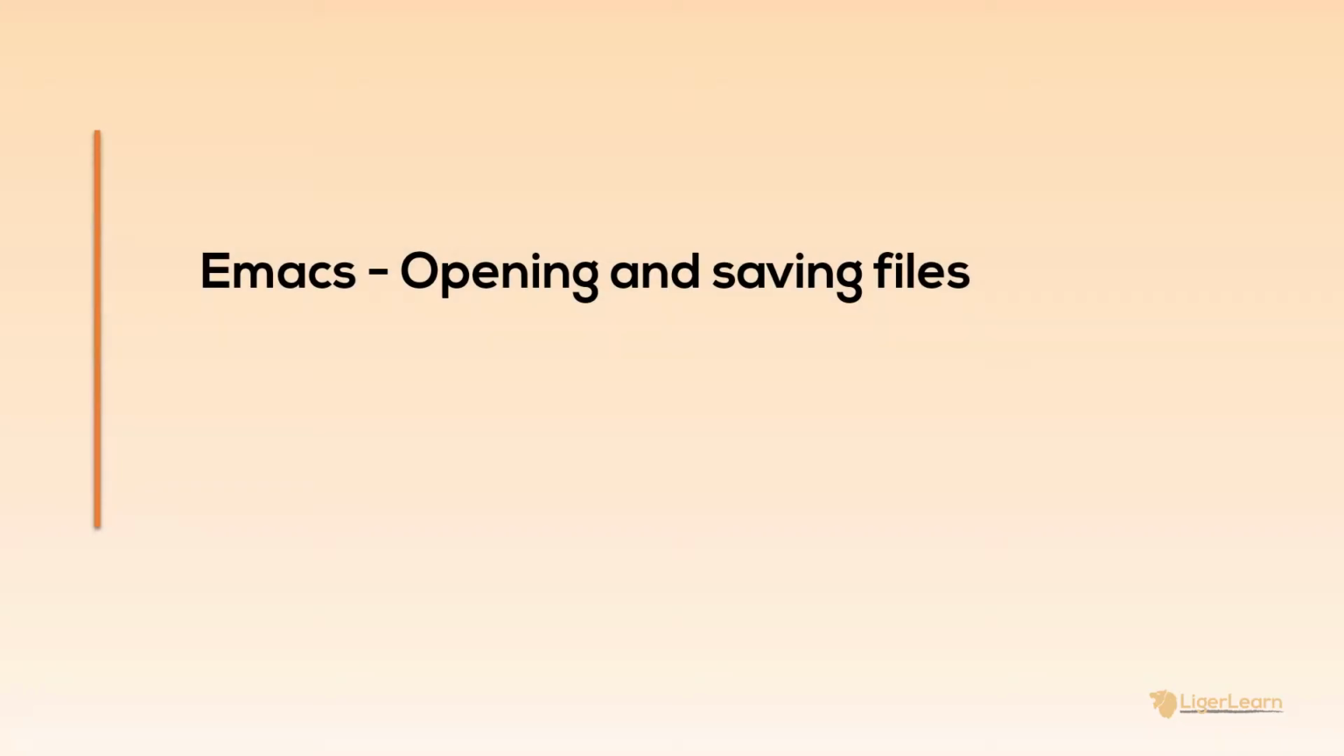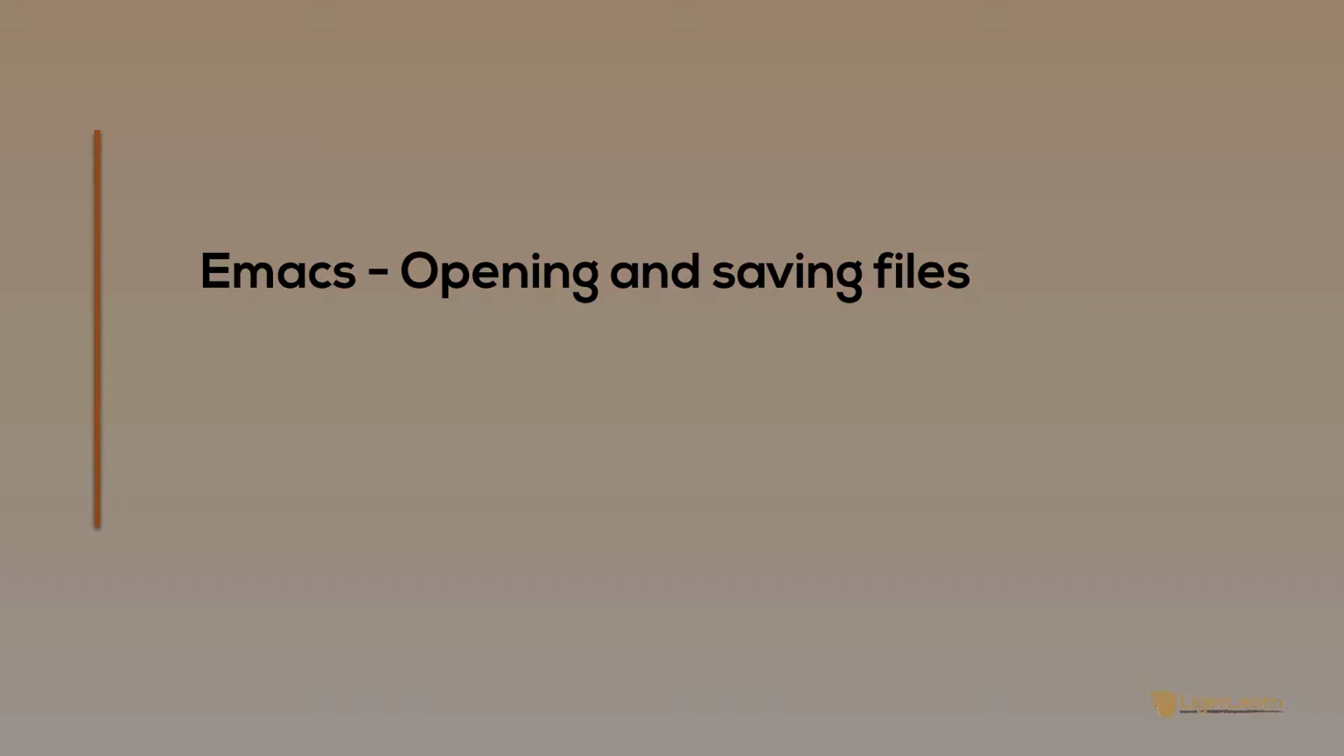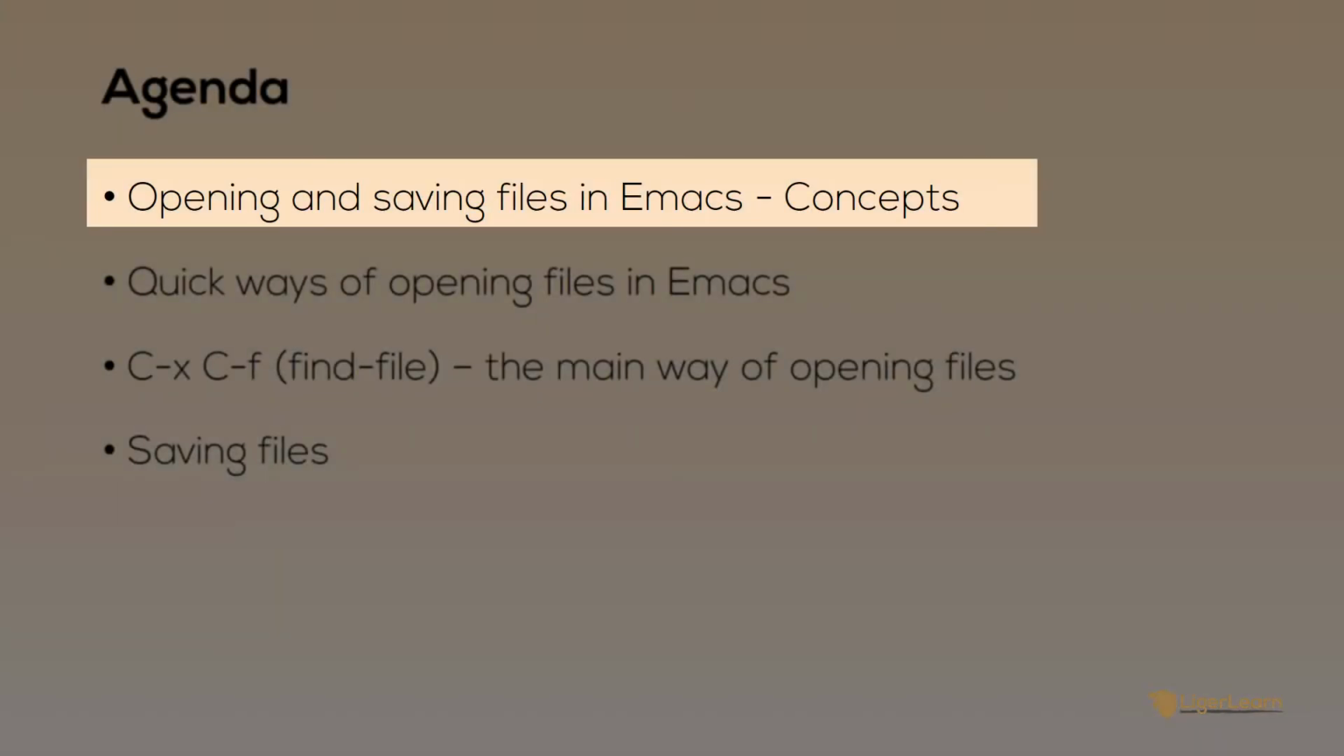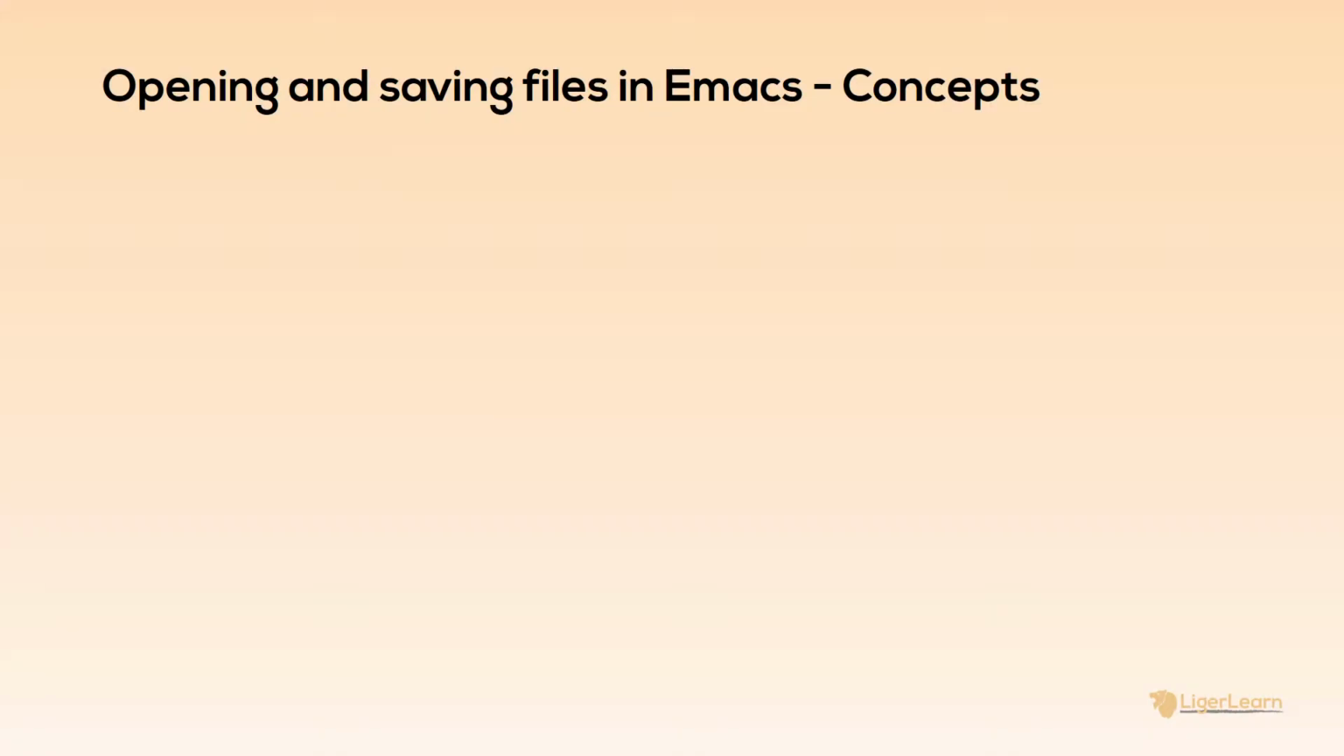In this video, we will be discussing the different ways in which you can open files and save them in Emacs. When you open a file in Emacs, Emacs creates a buffer of memory. It then copies the contents of the file into the buffer and displays the buffer for editing. This process is called visiting a file.